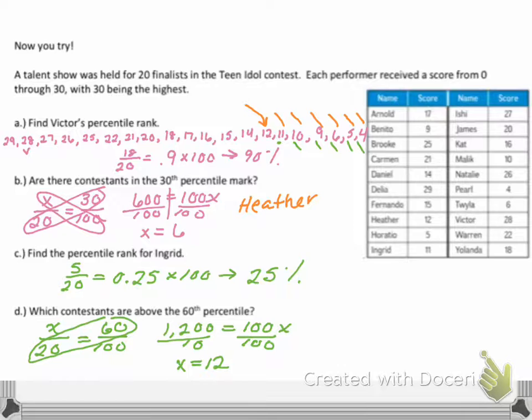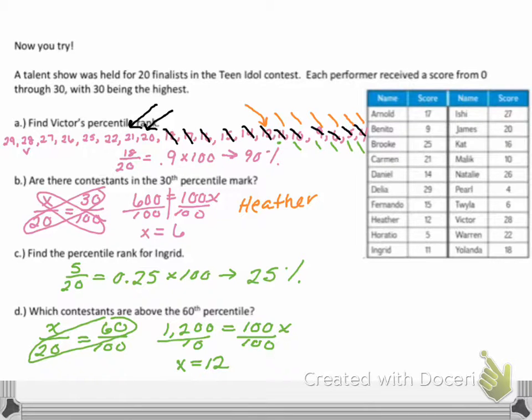So if I were to count, let's use a different color. I'm going to use black. So I'll cross out, let's see. 1, 2, 3, 4, 5, 6, 7, 8, 9, 10, 11, 12. That gets me at 20. Whoever scored 20 is at the 60th percentile. But above the 60th percentile is whoever scored 21.